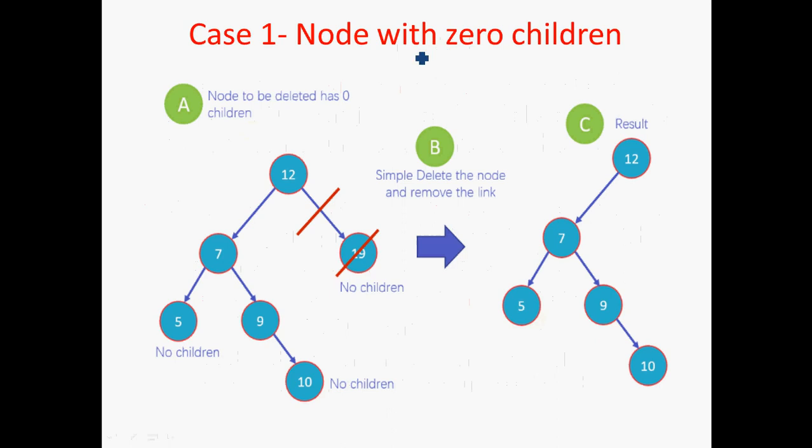So this is case 1, delete a node with 0 children, that is a leaf node. Here this is a tree in blue color, and the arrow shows the result after the deletion. So 19 is to be deleted, it has no children, so directly cut this node and cut the link which is connecting to it. So this part will be deleted and this will be the tree. See, 19 is not there, so simply delete the node and the link also. So this is the tree after deleting 19.